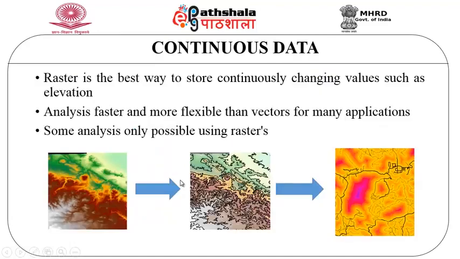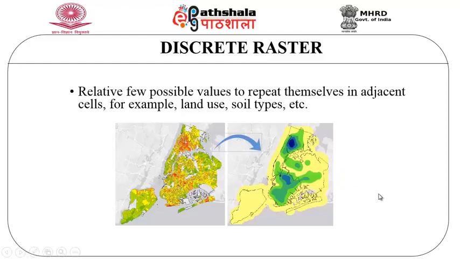A raster is the best way to store continuously changing values such as elevation. The analyses are faster and more flexible than vectors for many kinds of applications. Some analyses are only possible using this kind of raster data. Here we can see how the winds are being represented as raster data. We have discrete raster as well as continuous raster.